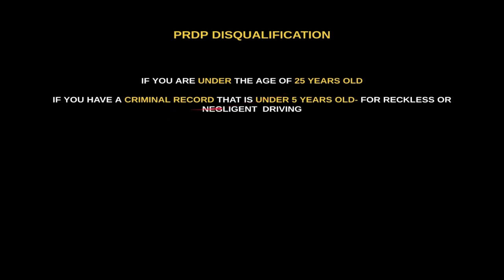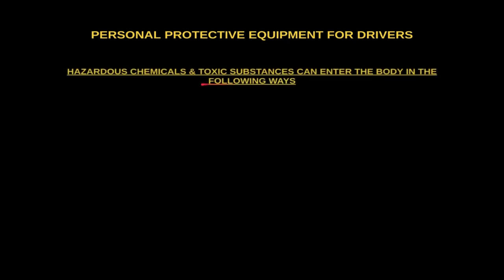Now, if you have a criminal record that is under 5 years old for reckless or negligent driving, you have committed violent crimes, drunk driving, and drugs, all of these will disqualify you from a dangerous goods driving permit at the traffic department. Now, personal protective equipment for drivers.